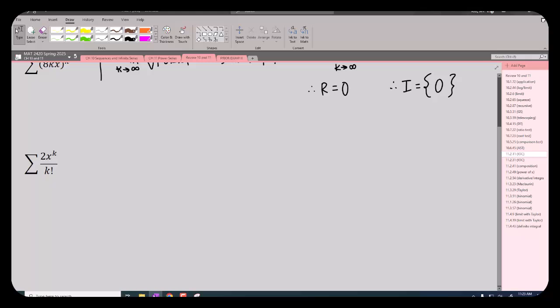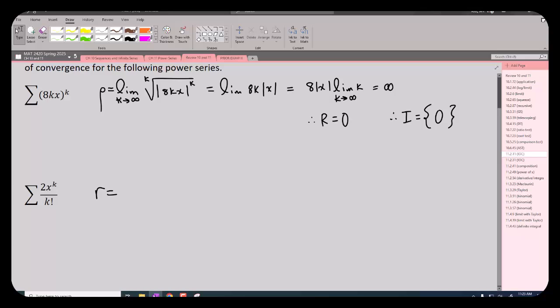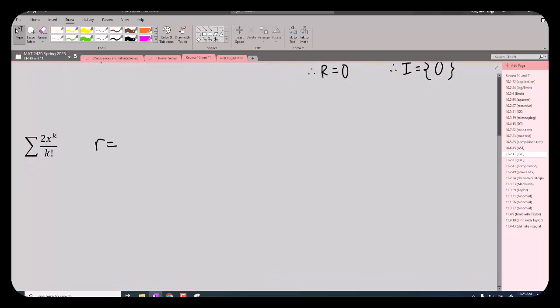Now this one, we're definitely going ratio test because we see that factorial. Most of the series in chapter 11, we go with the ratio test. The only time we don't is if there's a really explicit power of k out there. So we are going to take the limit as k goes to infinity of the absolute value of a sub k plus 1 over the absolute value of a sub k. That's the ratio test, the ratio of consecutive terms.